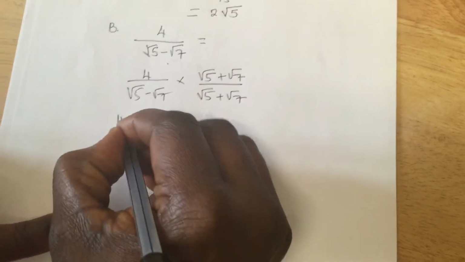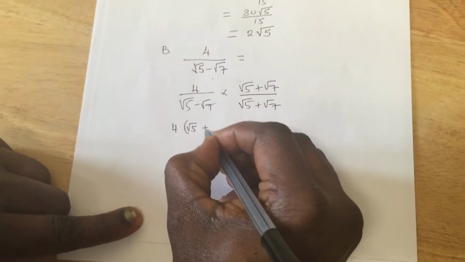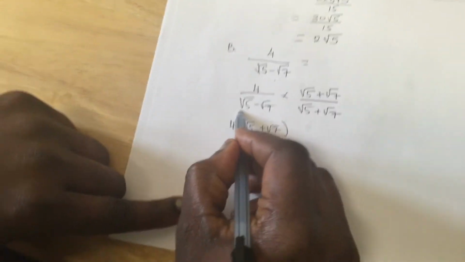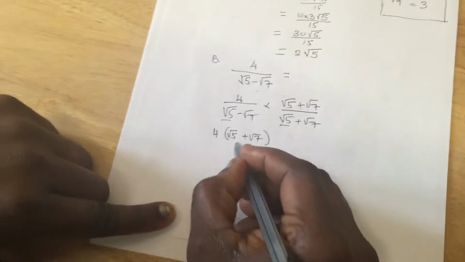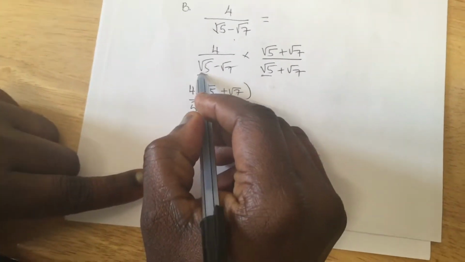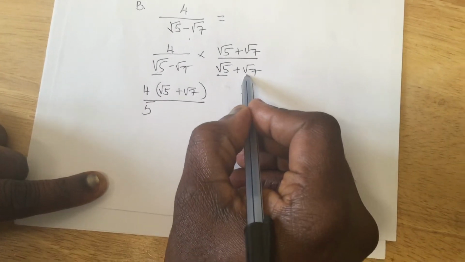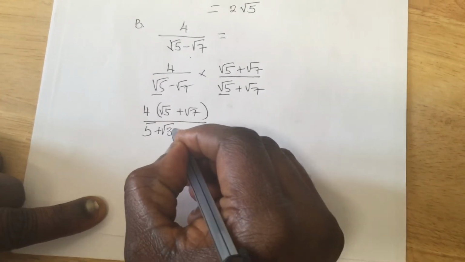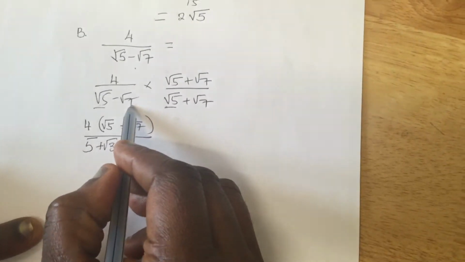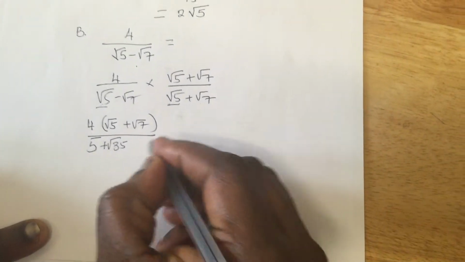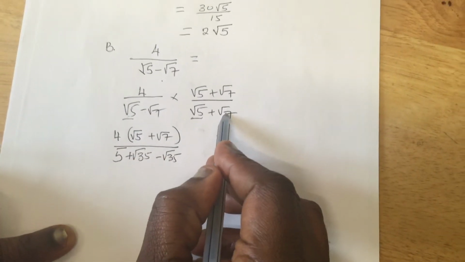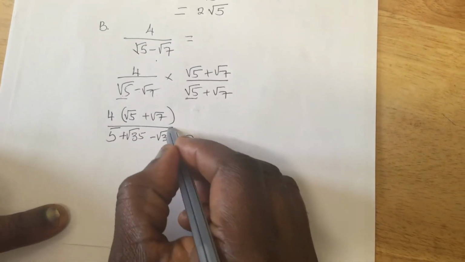Now we're going to multiply this out. It's going to give us 4 into the bracket of square root of 5 plus square root of 7, because that's what we're multiplying by. Then we have square root of 5 multiplied by square root of 5 is 5. Square root of 5 multiplied by square root of 7 is plus square root of 35, and minus square root of 7 multiplied by square root of 5 is minus square root of 35, and minus square root of 7 times square root of 7 is minus 7.